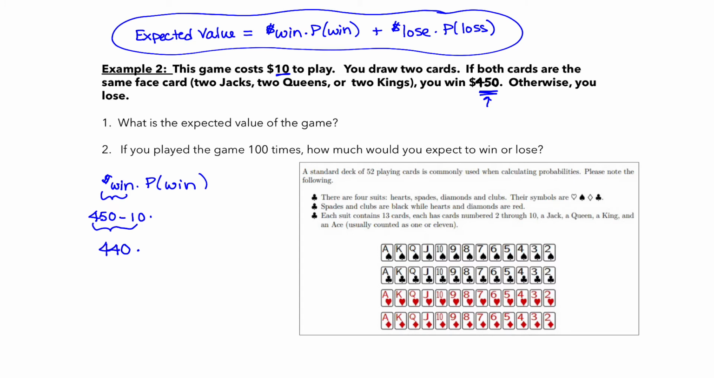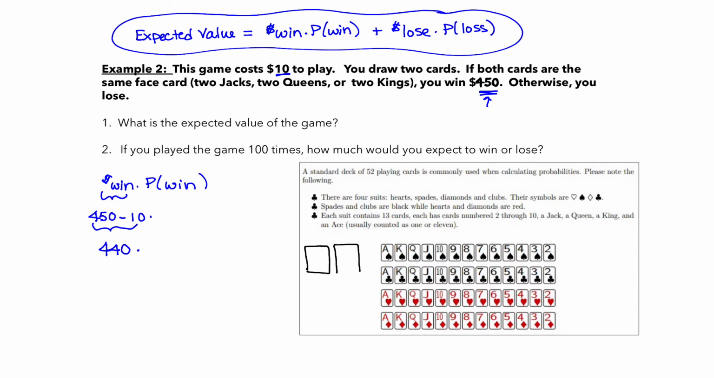Now we're going to need to multiply that times the probability a win occurs. And for that, I need to do a little bit of thinking, a little bit of scratch work. In this game, we're actually selecting 2 cards. So let me draw 2 cards that I'm picking.